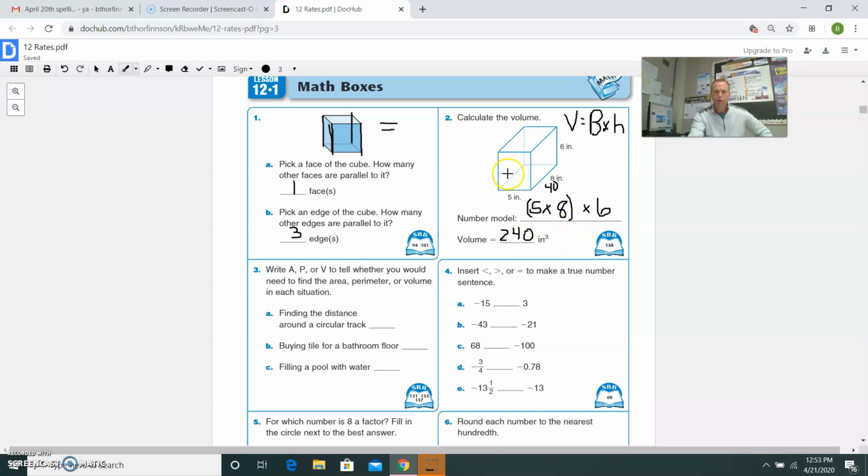So we're talking volume. How much water, what could you put on the inside? If we had blocks before that we were working with, how many would fit on the inside?